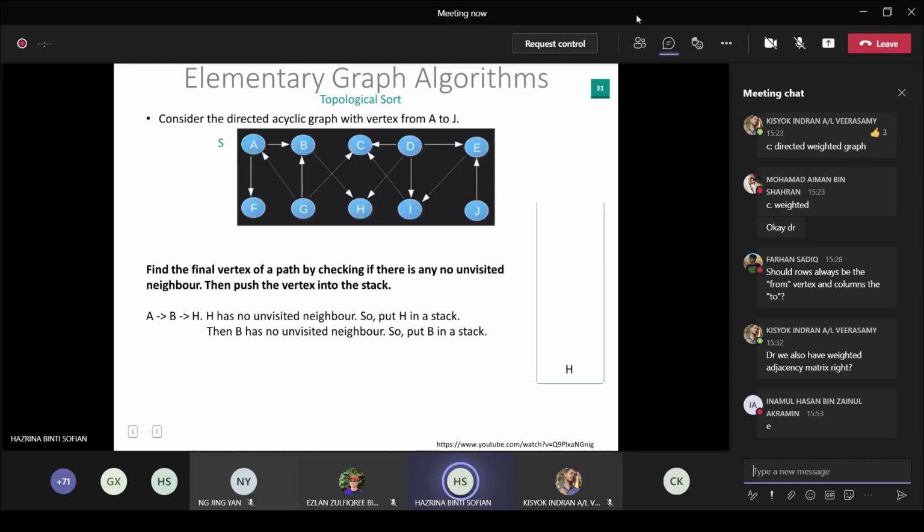The first way is to find the final vertex of a path, by checking if there is no unvisited neighbor. Then push the vertex into the stack. The topological sort is like DFS, but we use a stack instead of a queue.